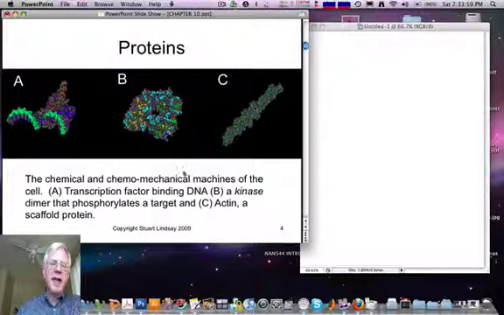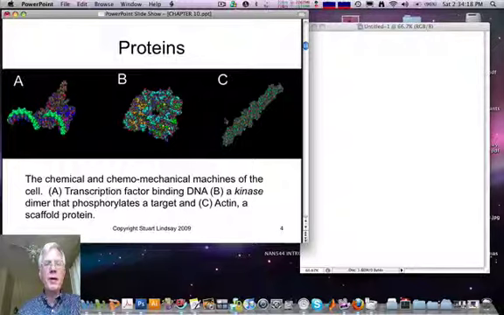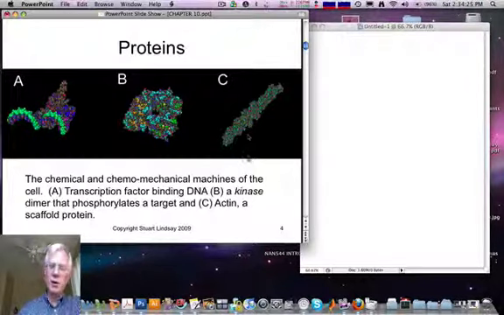Finally, this is actin, a scaffolding protein. This makes the filaments that give the cell a structural strength. So this is like the 2x4s of which the cell is built. These are all drawn on different scales. Each of the little dots here represents a single atom. So you can see how the length scale has changed as we've gone from this small protein, this intermediate protein, and here a rather large protein.